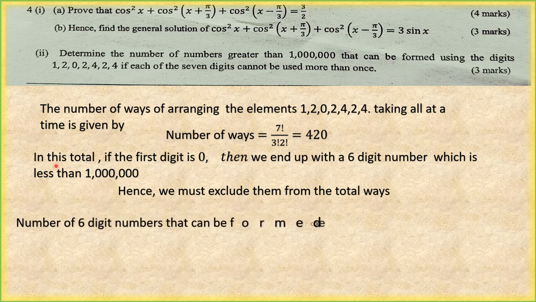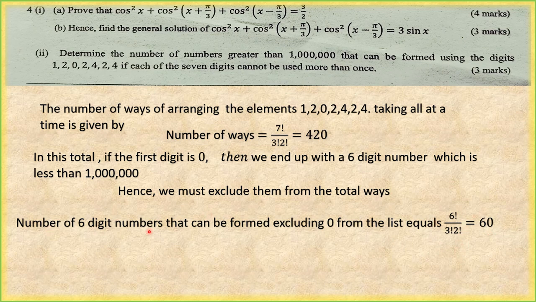If we do it without the zero included, it means we are forming a 6-digit number, right? So the number of 6-digit numbers that can be formed excluding zero from the list, normally when we do that we end up with a 6-digit number, right? So that will give me 6 factorial. So when we exclude zero, we are left with 6 items, and we still have the 3 twos and also the 2 fours. So that's why we end up with 60.